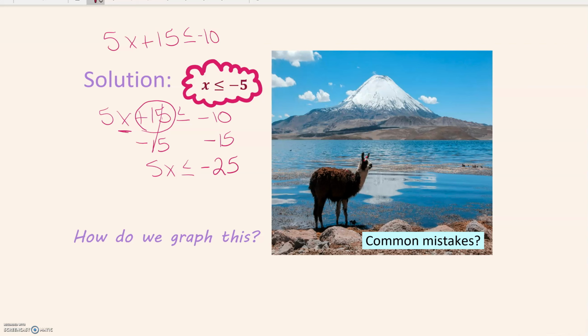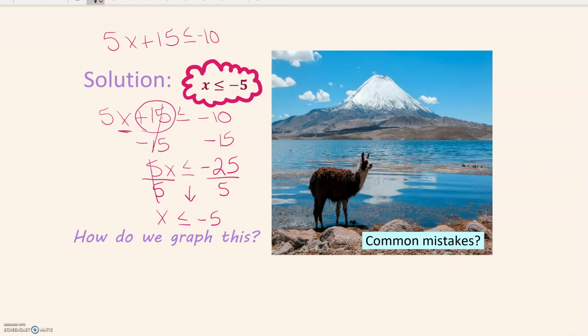I now need to get x by itself, and the opposite of multiplying by 5 would be dividing by 5. As I'm dividing by 5, I need to notice that 5 is a positive number. Because I am dividing by a positive number, my symbol is going to stay the same direction. I will write what's left. X is less than or equal to a negative divided by a positive is negative, so I have -5.